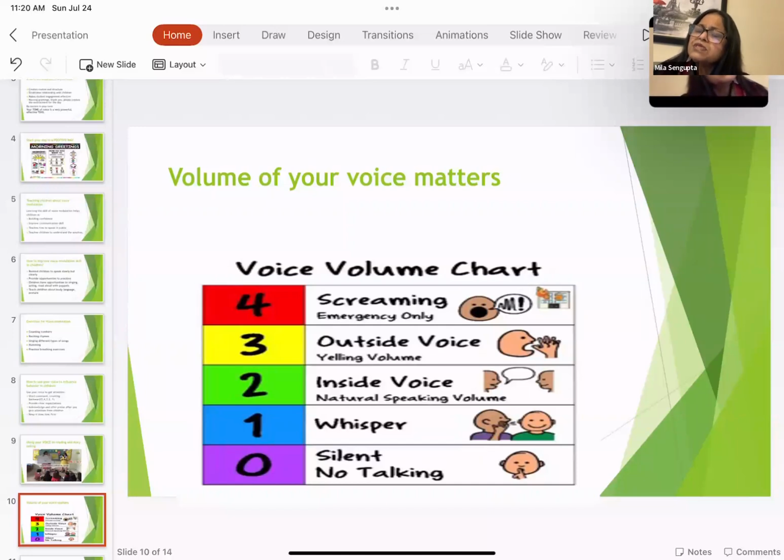So these are some simple practices that you can implement in your classroom and use as effective tools. So this is just an example. Whatever works best for your classroom, you are more than welcome to use that in your classroom setup.